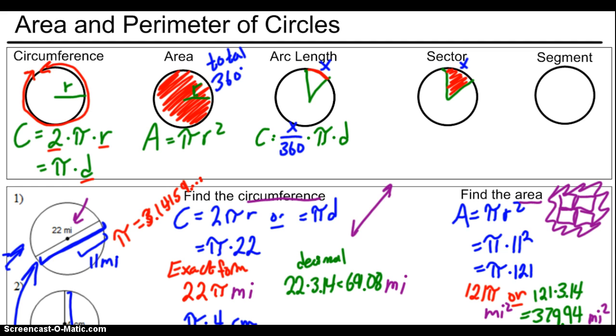The same thing is going to happen for a sector. We take our original area, which is pi r squared, and we're going to multiply that by a fraction. How many degrees in that sector, out of 360? Let me give you an example down at the bottom of the page.